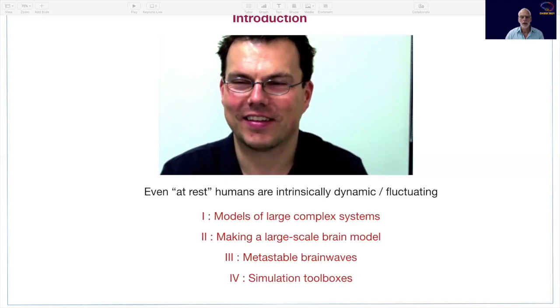In this course, I'll be speaking in very general terms about models of complex systems. I'll then walk briefly through how to make a model of a large-scale brain system, or a large-scale brain model, sorry. I'll give an example of something called metastable brainwaves, and I'll briefly introduce some of the simulation toolboxes for doing this yourselves.